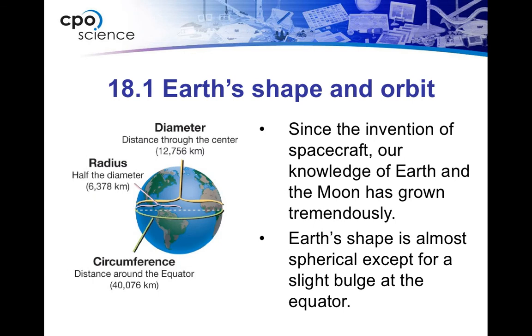Since we were actually able to start traveling into space, our knowledge of Earth and its moon has grown tremendously, of course. Its shape is almost a perfect sphere, except for a slight bulge at the equator. Diameter is how wide it is across, circumference is how far around it is, and radius is half of your diameter. I'm not expecting you to know these exact numbers.